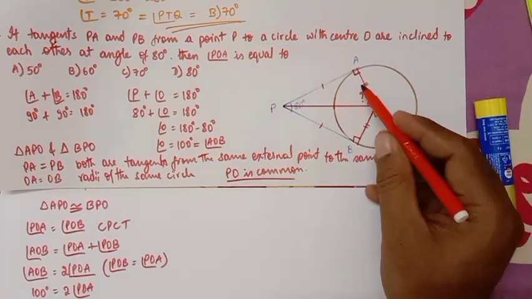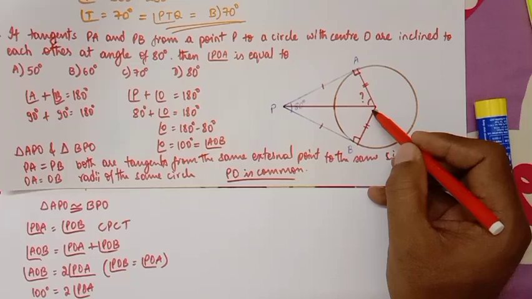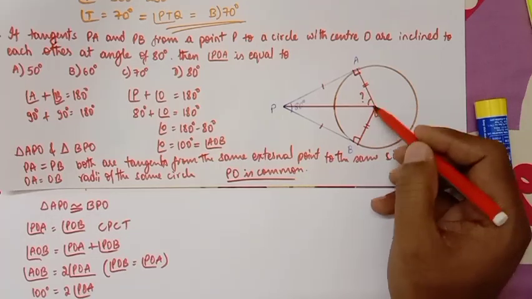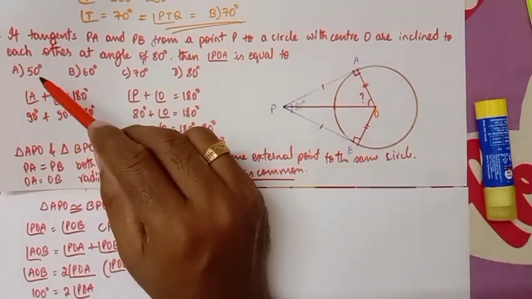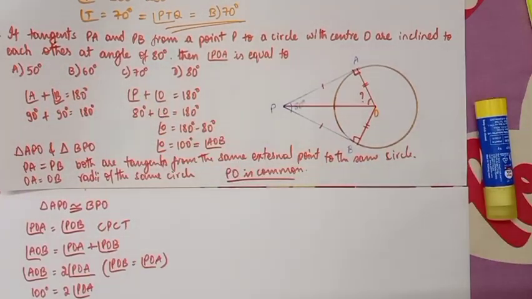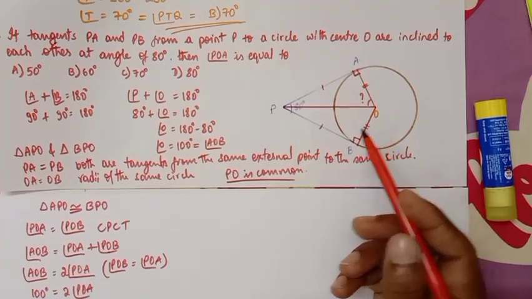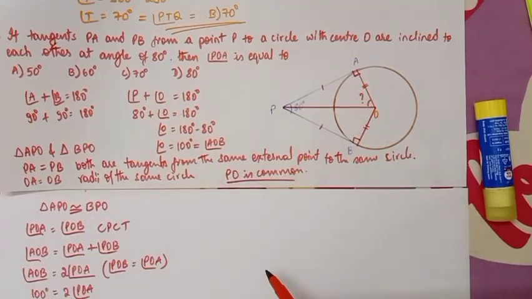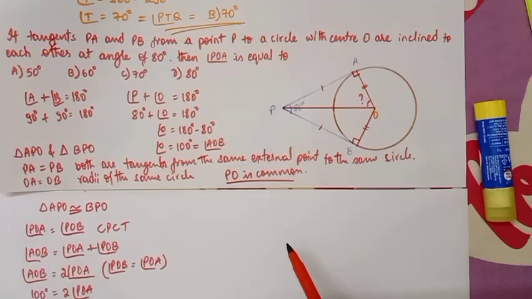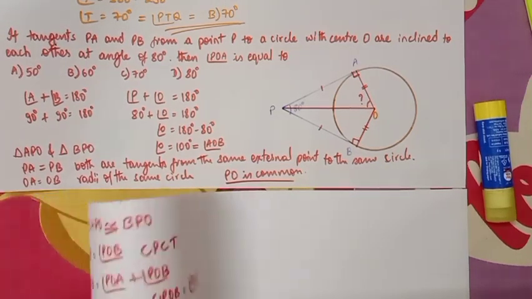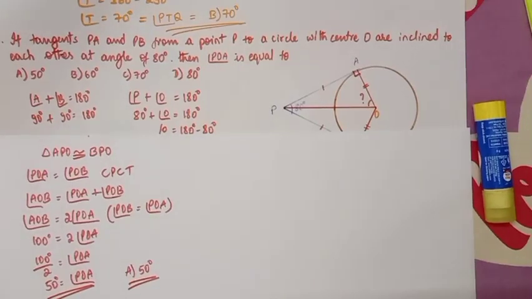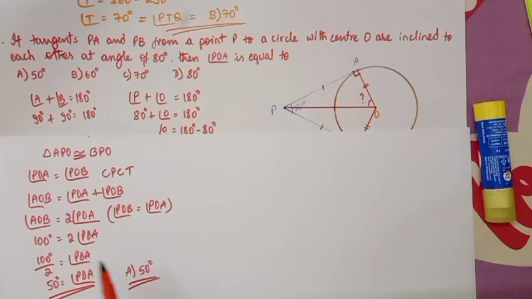It is very simple, as this AOB is 100 degree. Half of that is 50 degree. We can simply write that in your examination. No need of this calculation. We can straight away write this. There are several other methods to solve this one, but the mathematics we use is the same. Without this, we can't do anything else. You see here, 50 degree is equal to POA. Therefore, the answer is option A, 50 degree.